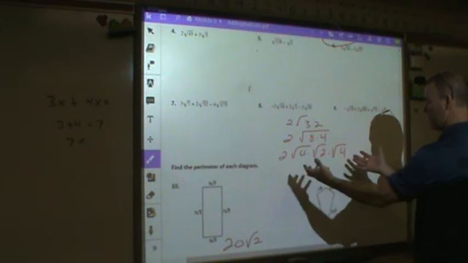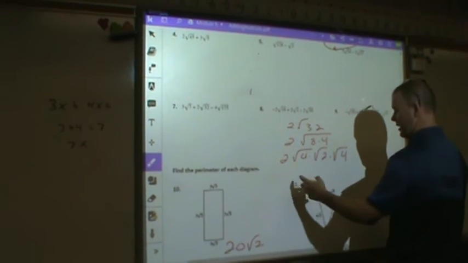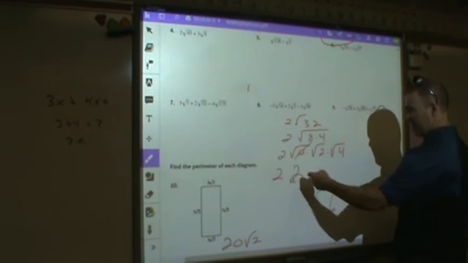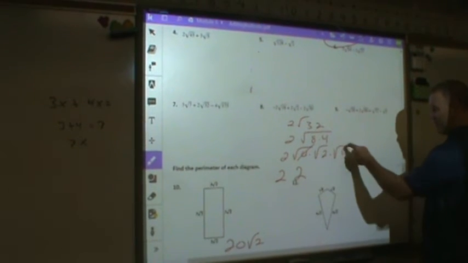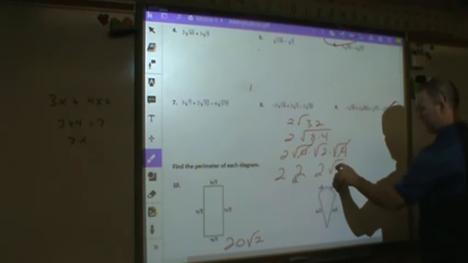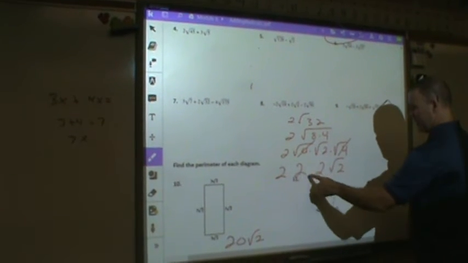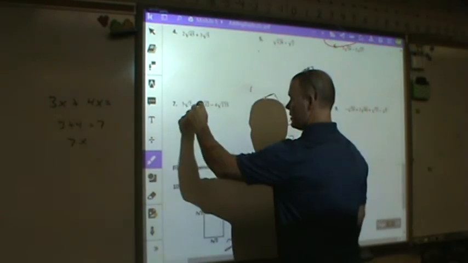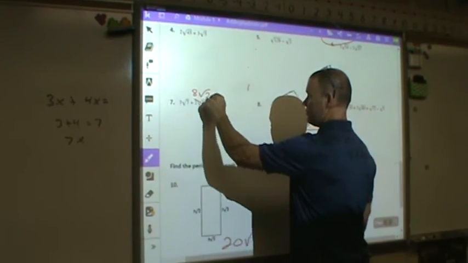Now, I leave the radicals because I haven't simplified anything yet. Remember that 2 out front? Square root of 4 is 2. It's got to stay there. Square root of 2 is simplified. Square root of 4 is 2. Square root of 2. Multiply what I take out. 2 times 2 times 2 is 8. So 8 square roots of 2. So this becomes 8 square roots of 2.